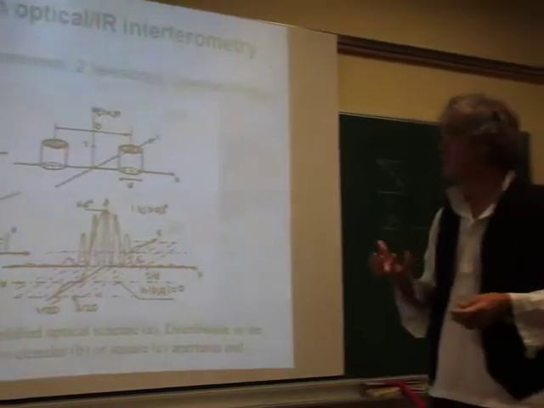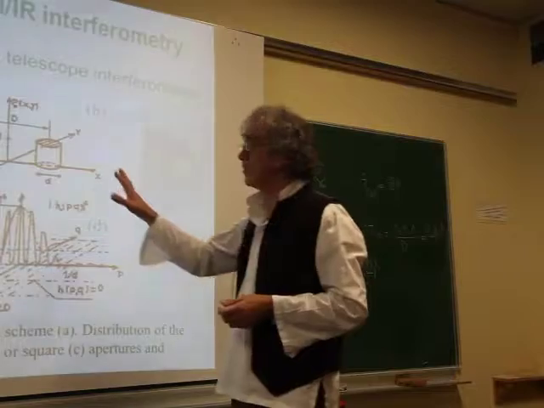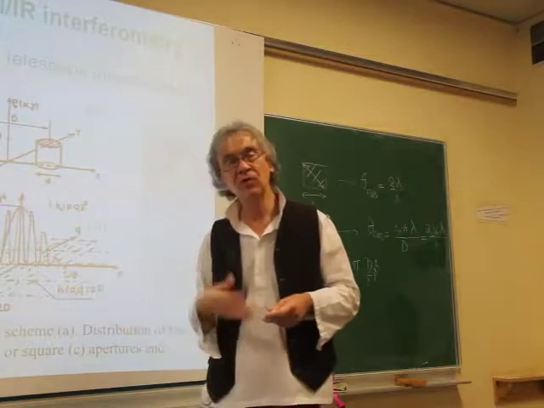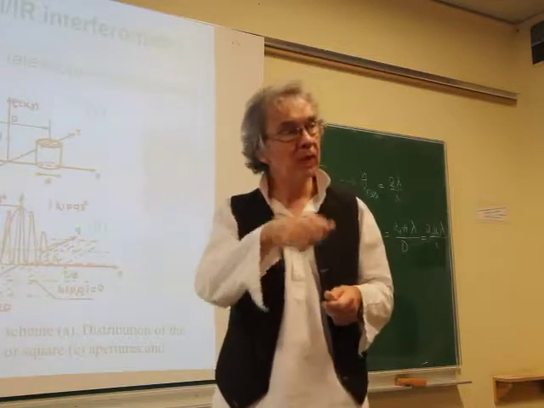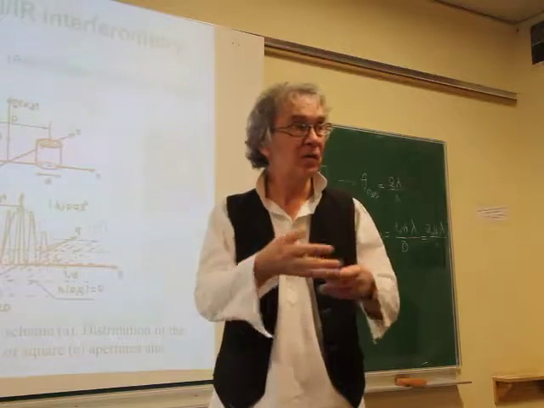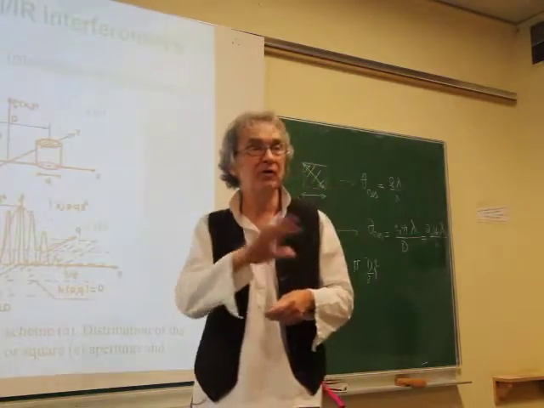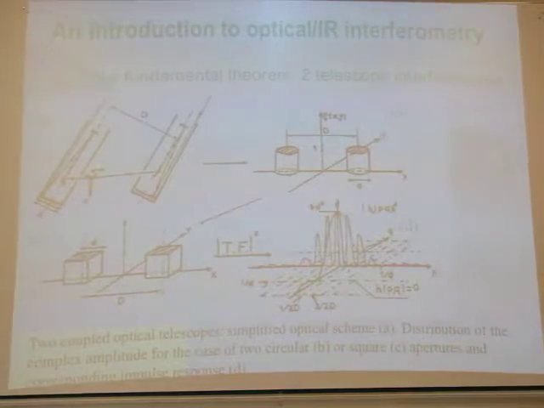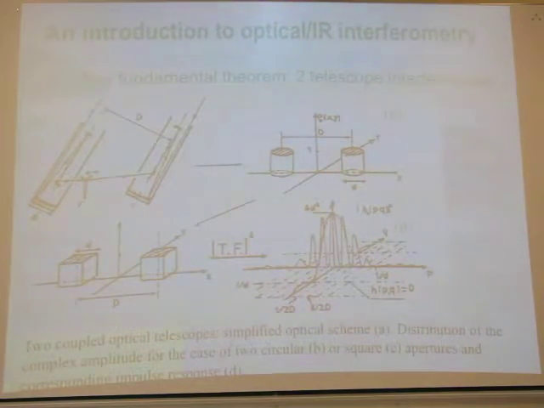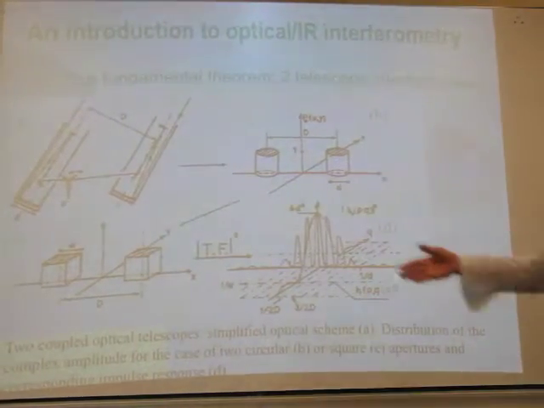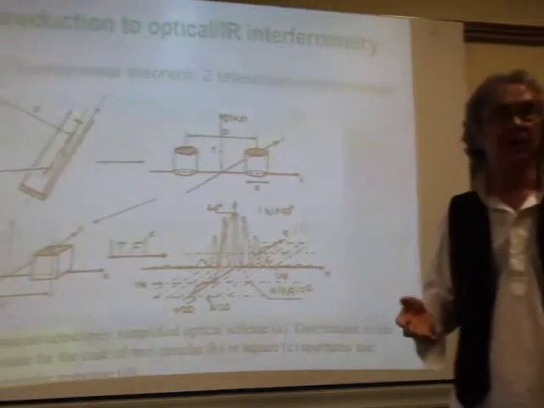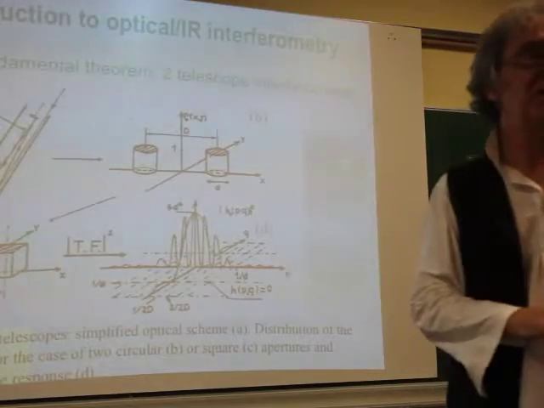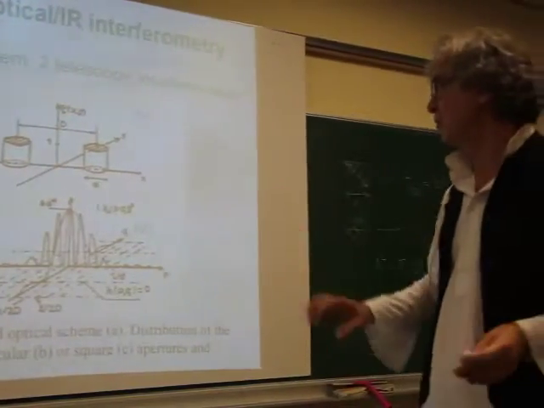So now the question is the following. What will be the distribution of the complex amplitude in the focal plane? And once we know the distribution of the complex amplitude, we may find the expression of the intensity. What sort of intensity distribution do we observe in the focal plane when we combine the quasi-monochromatic light coming from two telescopes? Well, we know the fundamental theorem: the distribution of the complex amplitude in the focal plane is a Fourier transform of the distribution of complex amplitude in the pupil plane. So very simple to do.